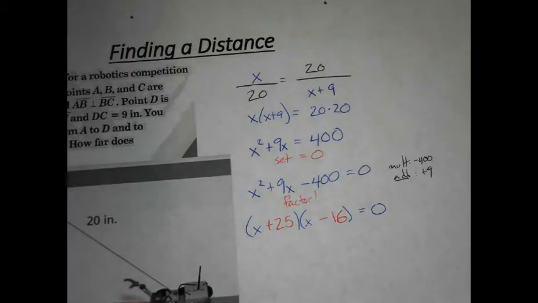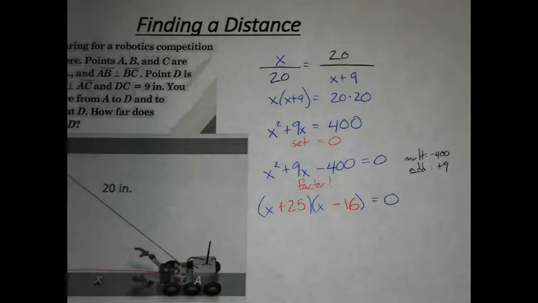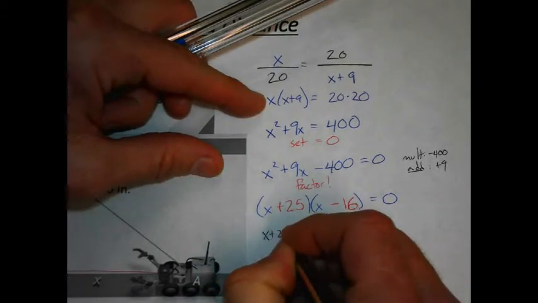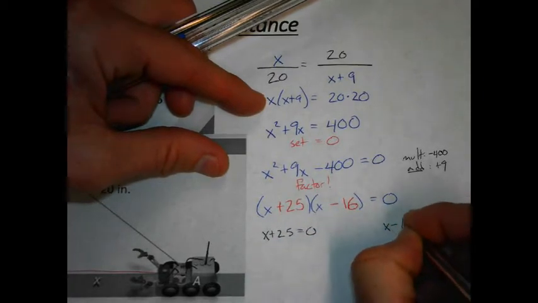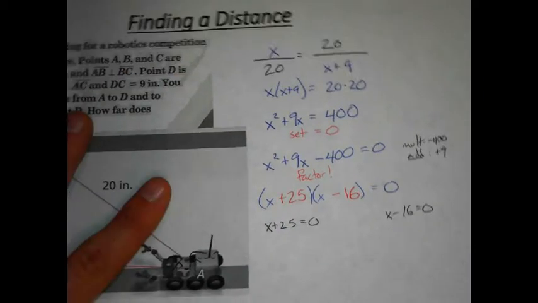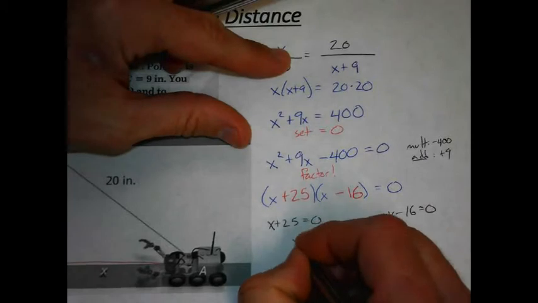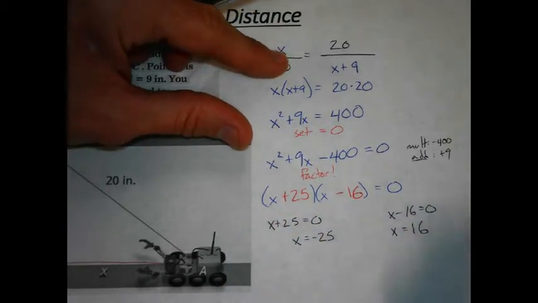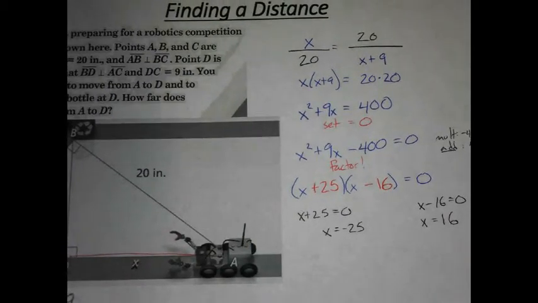So we have factored our large polynomial there, but remember the zero product property. That means either x plus 25 could equal 0, or x minus 16 could equal 0. So we run through our possibilities. If we solve for x here, x could be negative 25. If we solve for x here, x could be 16. So clearly we have two answers, right? Negative 25 and 16.